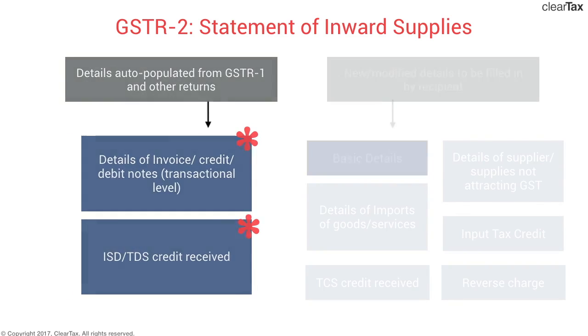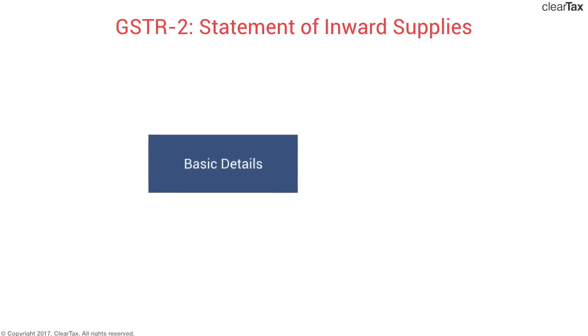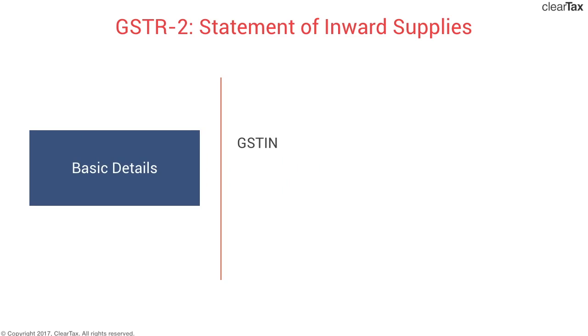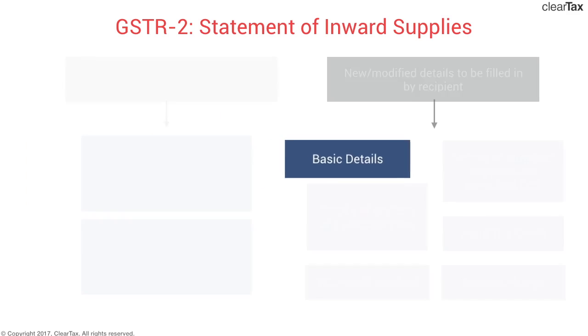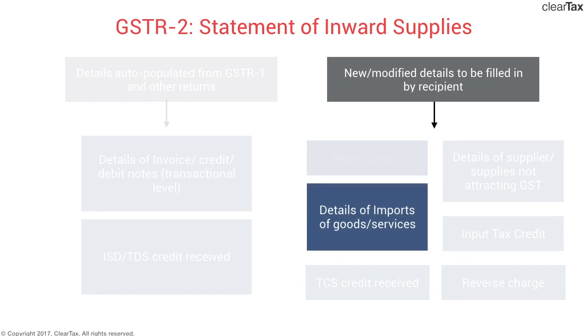Next, the new or modified details that need to be filled in by the recipient. Basic details same as GSTR1: GSTIN, name of business and period of tax return. The next one, details of import of goods and services.